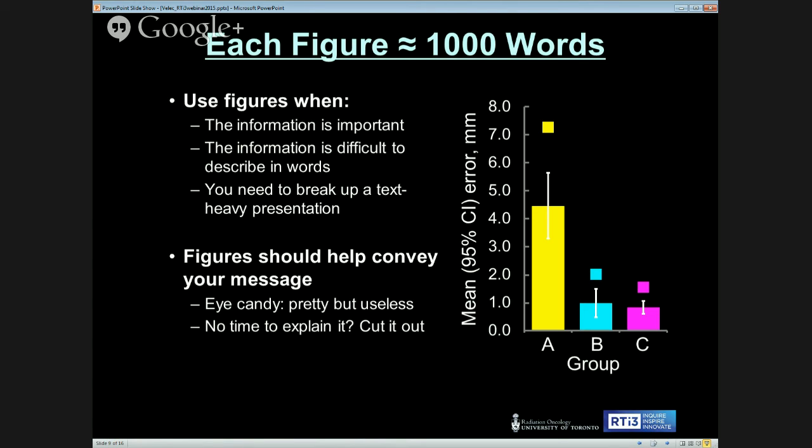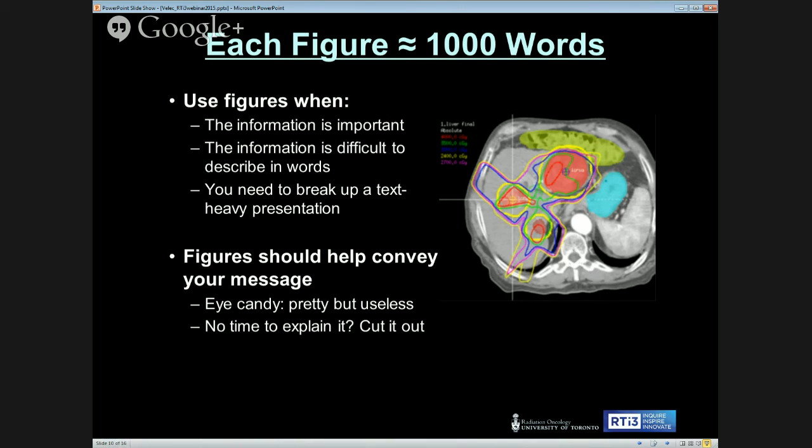Yeah, so that's a good point as well. And figures should help convey your message. So what I mean by that, I used to be guilty of that when I first started giving presentations. I put lots of pretty pictures in my presentations. So here's an example. I remember I put in an early presentation.